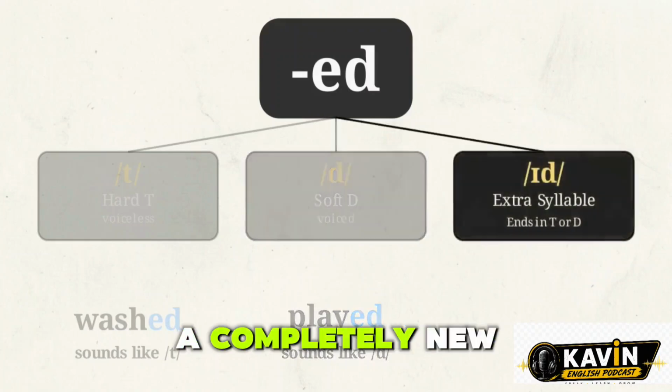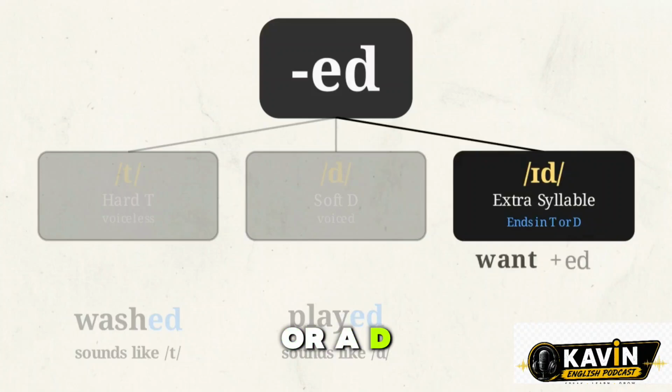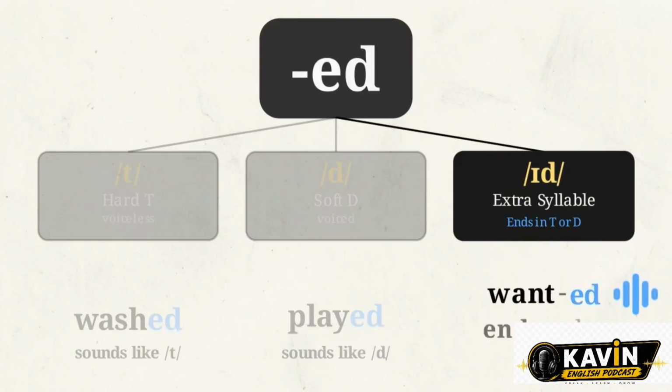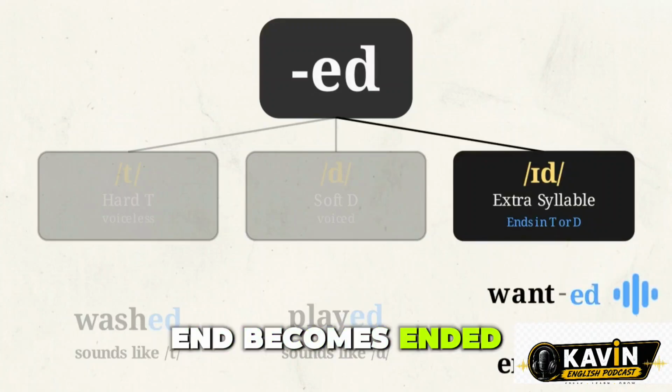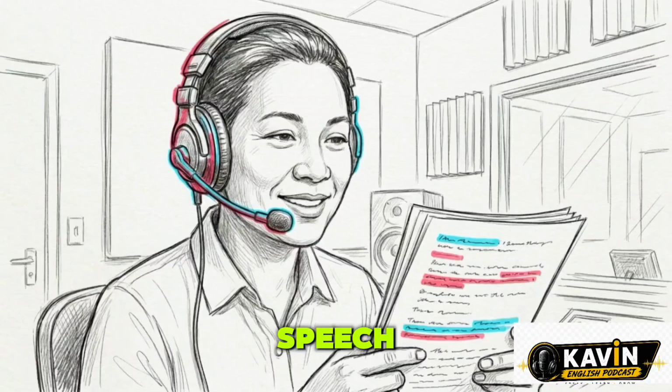You only add a completely new syllable when the base verb ends in a T or a D. Want becomes wanted. End becomes ended. Applying these phonetic rules removes the mechanical sound from your speech and helps you speak with a native-like rhythm.